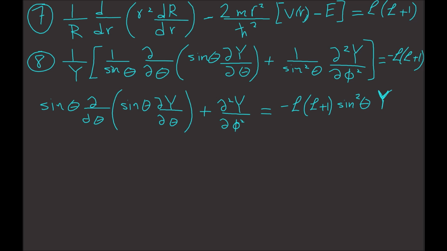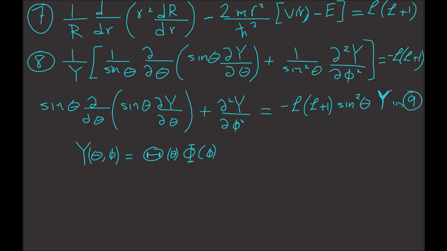Alright, so we're gonna assume the solution Y, remember Y is a function of theta and phi. We're gonna assume Y to be the first function, capital Theta of theta, times capital Phi of phi. So this is our solution, and now we're gonna plug it back into equation number 8, or basically let's call this equation number 9. We're gonna plug this solution back into equation number 9, and we're also gonna divide by Theta Phi.